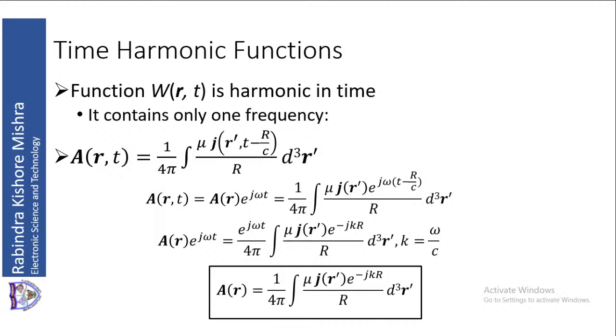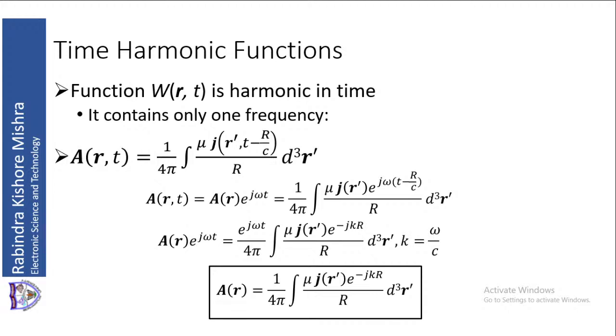So the left side now becomes A as a function of r into exponential j omega t, and the right side becomes exponential j omega t by 4 pi outside the integration, then integration of mu J as a function of r dash, then exponential minus j omega by c into R. Now omega by c is equal to k, therefore that term becomes exponential minus j k R. The denominator is capital R, and integration over volume.